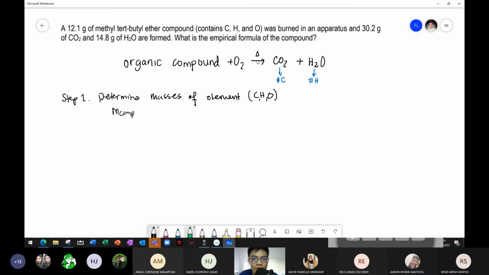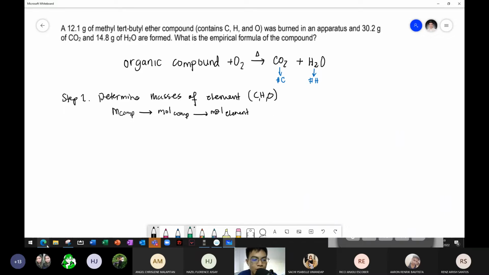Okay, yung compound natin, I'm referring to CO2 and H2O. Okay? Convert it to mole of the compound, CO2, H2O. Then convert it to your mole of the element. And actually, pwede ka na dyan mag-stop sa mole ng element. Okay?